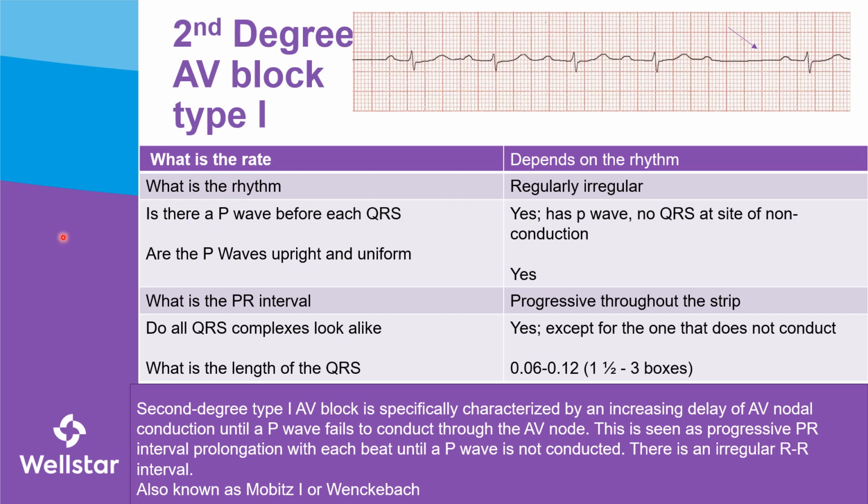The second degree type 1 AV block, specifically characterized by an increasing delay of AV nodal conduction until a P wave fails to conduct through the AV node. This is seen as progressive PR interval prolongation with each beat until a P wave is not conducted. There is an irregular R to R interval.